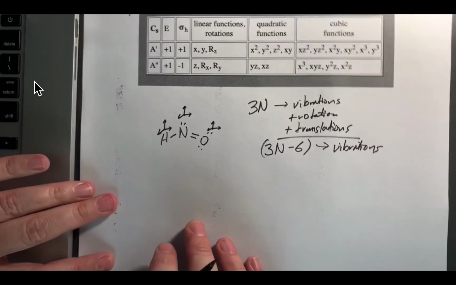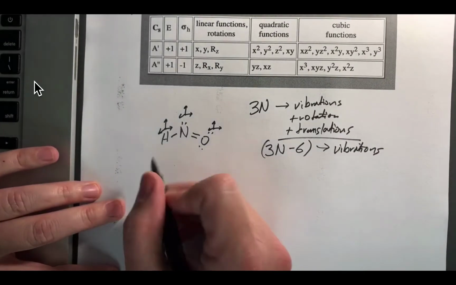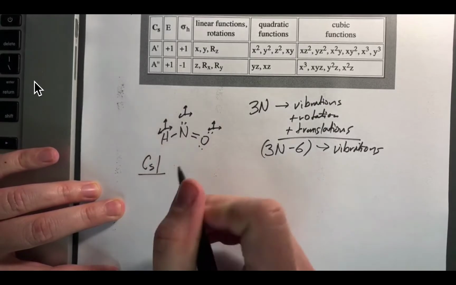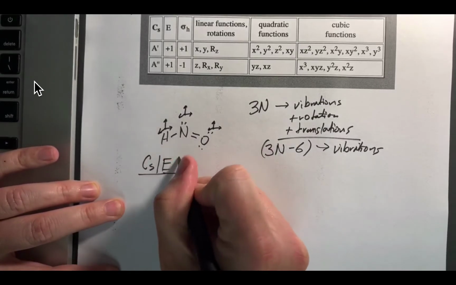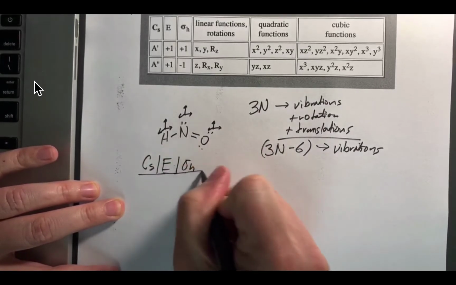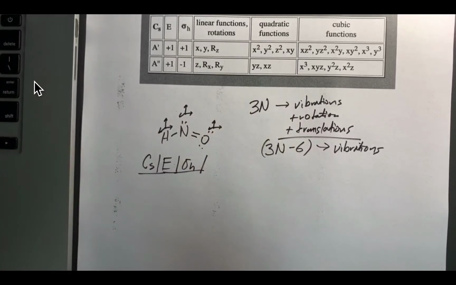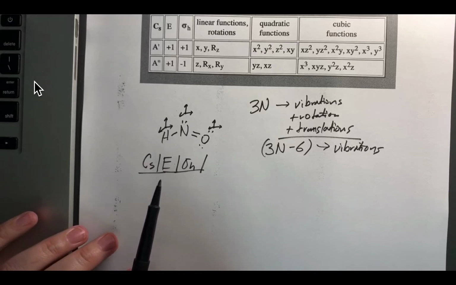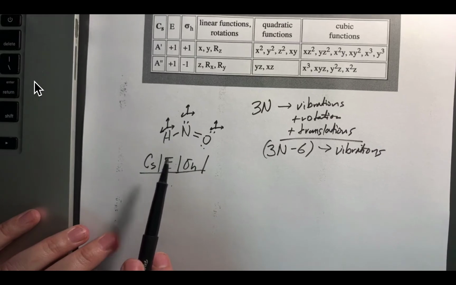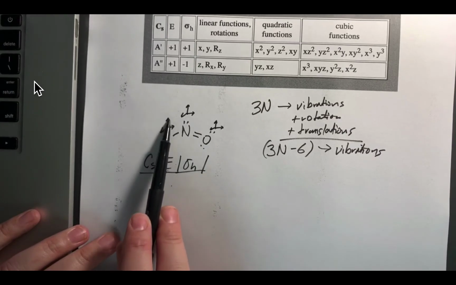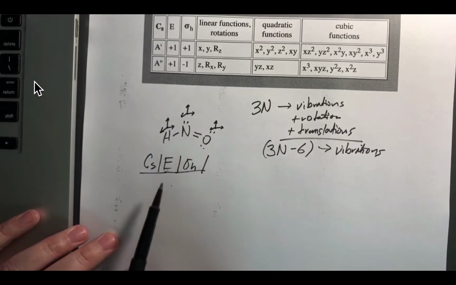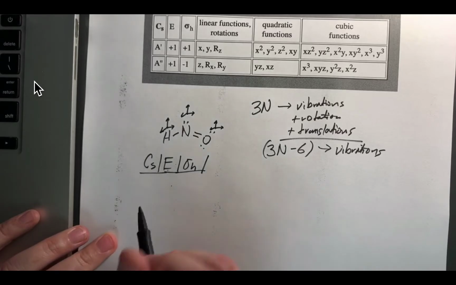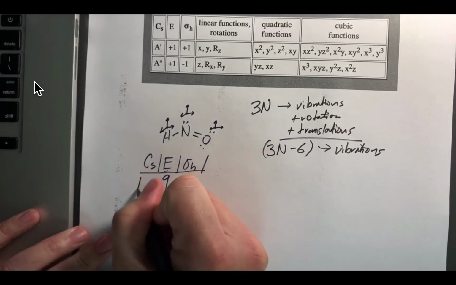Okay, so we're going to set this up just like our character table up there, Cs. It has an identity and it has a sigma h. And then we're going to see how each of these affects each vector on each one of the atoms. So E doesn't do anything to any of the vectors. So 1, 2, 3, 4, 5, 6, 7, 8, 9, all 9 of the vectors are left totally unchanged.